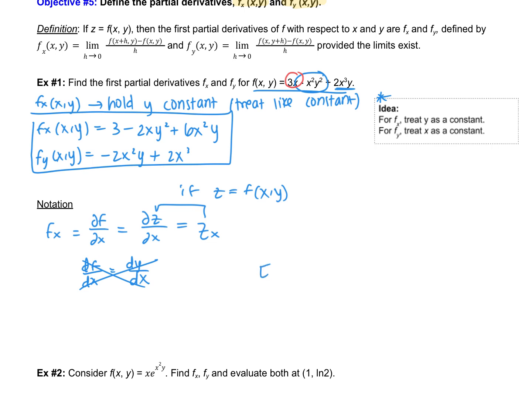And then if you're going to evaluate, so if I want you to evaluate that partial derivative at some value, you might see it written like this. The partial of z, maybe with respect to y, evaluated at the point (a, b). And that's the same as fy evaluated at the point (a, b).